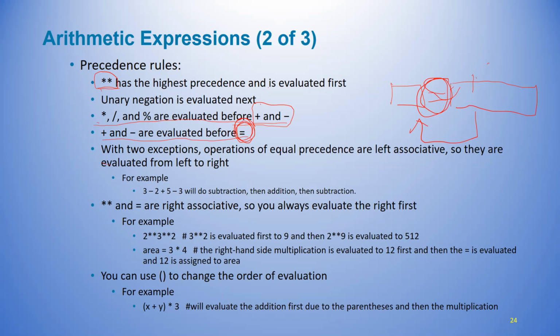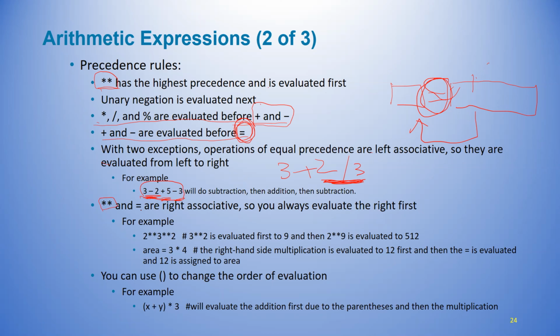With 2 exceptions, operators of equal precedence are left associative. Okay, operators of equal precedence are left associative. What that means is, look at this expression. They are addition and subtraction. They have equal priority. Then you go from left to right. Okay, so you will do 1 plus 5, 6 minus 3, 3. That's what this means, when they are equal. But when they are not equal, when you do 3 plus 2 divided by 3, you have to do this first, right? But if they are equal, you go from left.